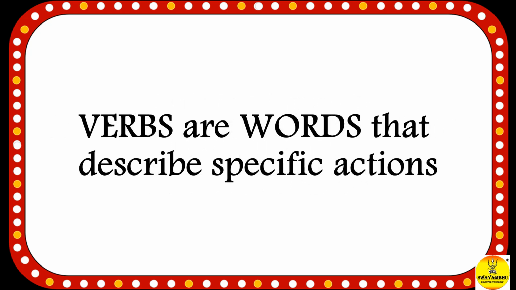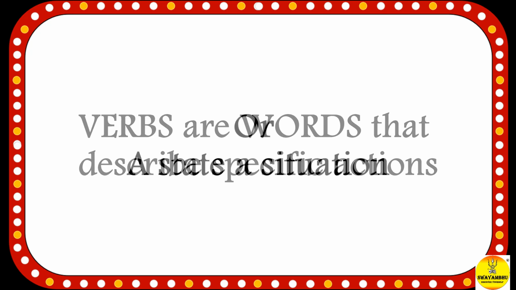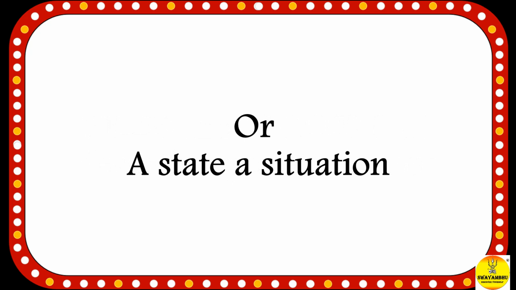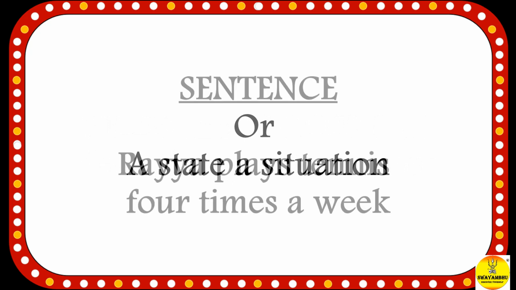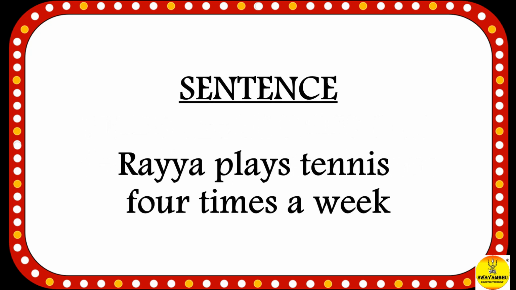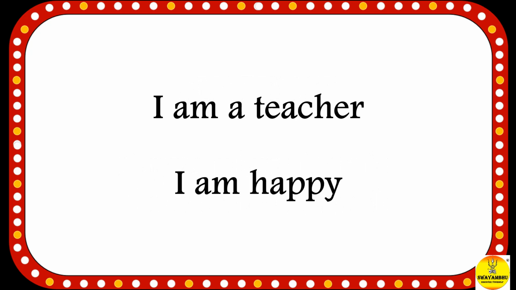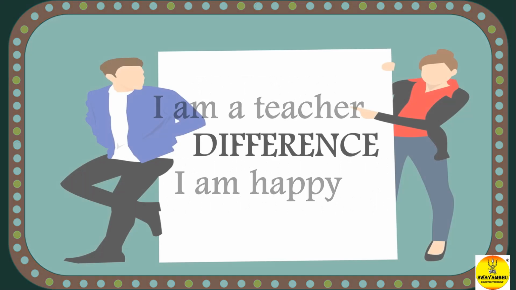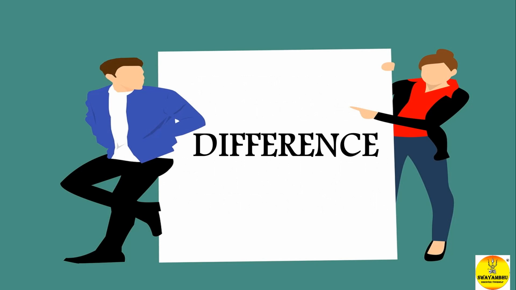Verbs are words that describe specific actions or a state, a situation. Take a look at this sentence. Raya plays tennis 4 times a week. I am a teacher. I am happy. Let's check out the difference.